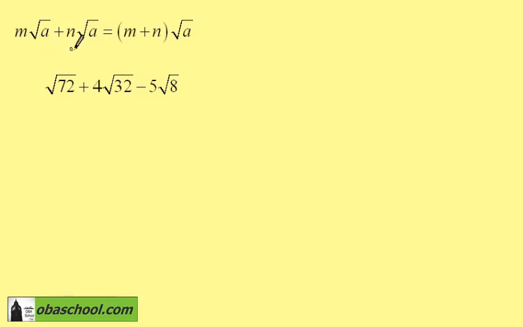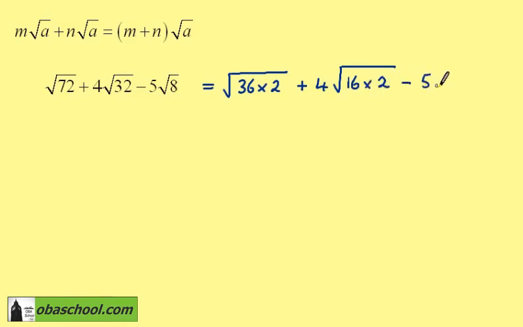We're again going to use this surd law in order to simplify the expression we're given here. To do this, we first need to express it in simplest possible surds. 72 is 36 times 2. 32 is 16 times 2. And finally, 8 is 4 times 2.